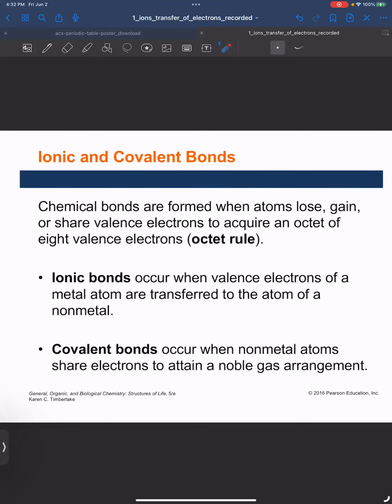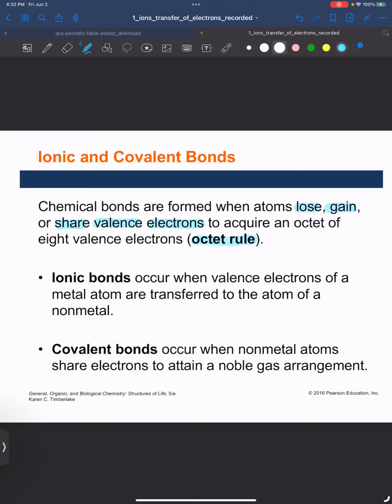We'll discuss the difference between ionic and covalent here, just to distinguish once again the different types of chemical bonds. So chemical bonds are formed when atoms lose, gain, or share electrons. Those are going to be the big things here. So atoms can lose, gain, or share valence electrons to acquire what's called an octet. And so we're going to use the octet rule quite a bit in this class.